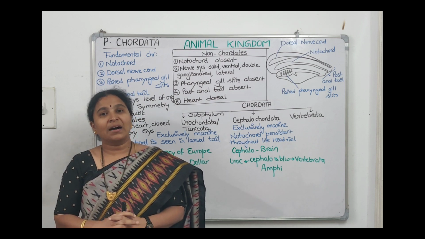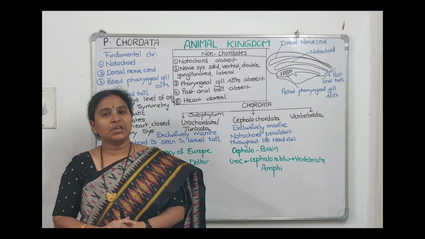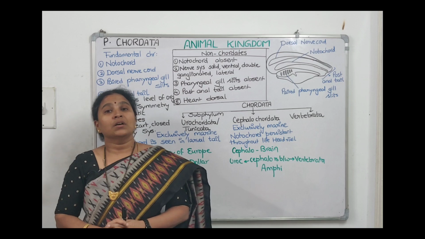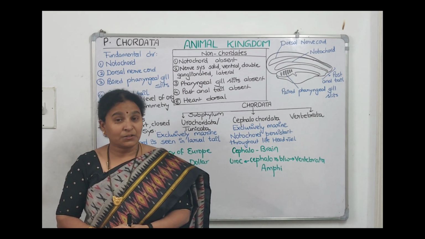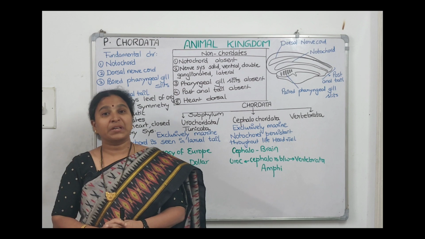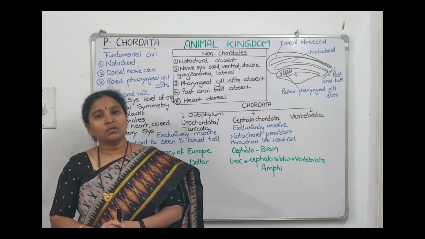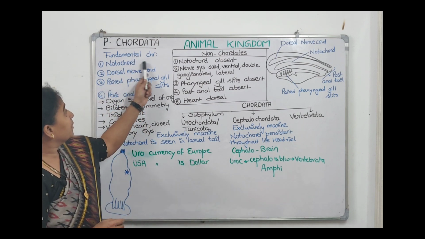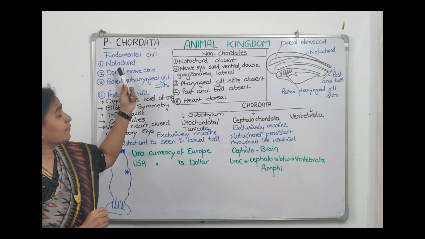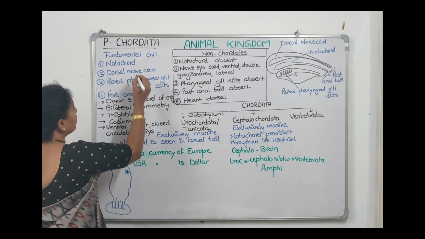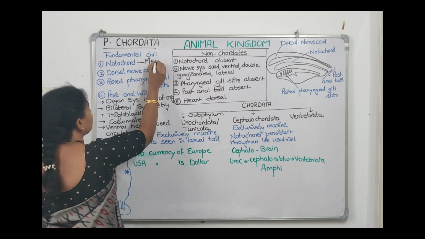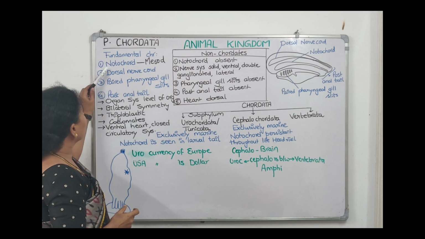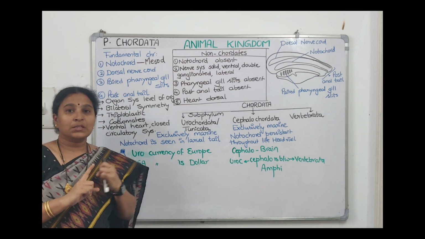Right? So what are the fundamental characters of chordates? What makes them chordates is that they should possess a notochord. So what is a notochord? Notochord is a rod-like structure, mesodermally derived, dorsally present. Those animals which have a notochord are called chordates. That is one fundamental character.